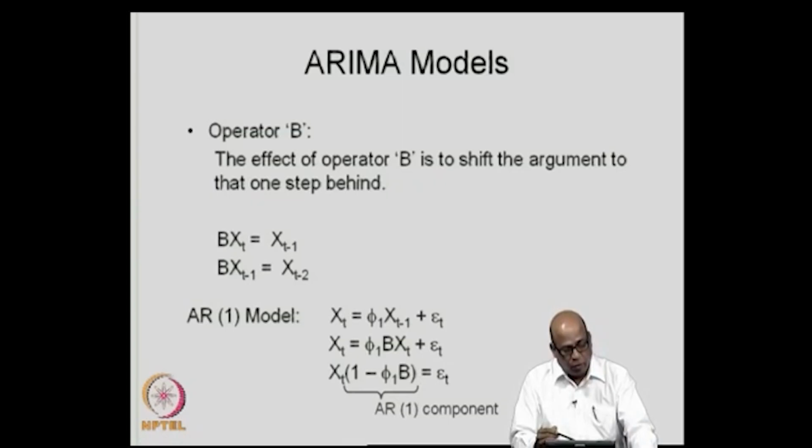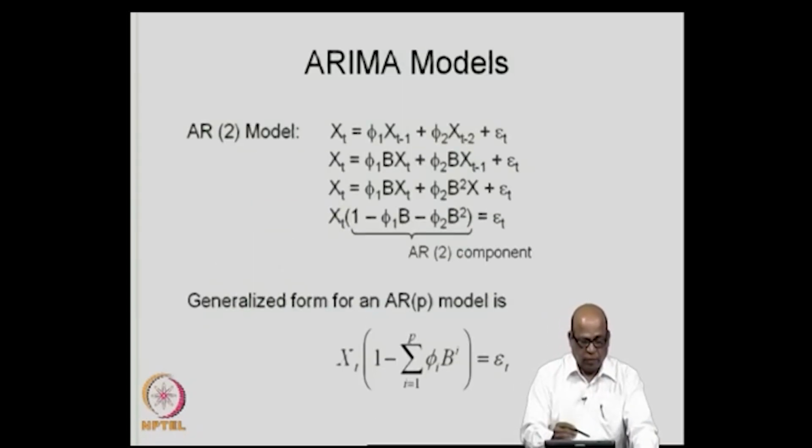Let us say we want to write the AR2 model. What is the AR2 model? It is x t is equal to phi 1 x t minus 1 plus phi 2 x t minus 2 plus epsilon t. So, now I will use the B operator. Wherever there is an x t minus 1 term, I will put B into x t, and the x t minus 2 term I will put as B into x t minus 1.